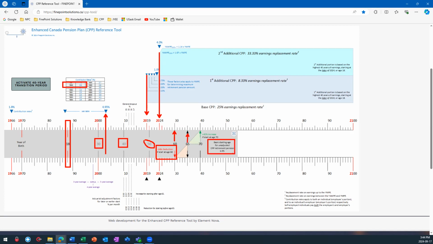The latest someone born in 1970 can start CPP is 2040 when they turn age 70. If they start CPP at age 70, their basic CPP retirement pension amount will increase by 42% because of the age adjustment factors.